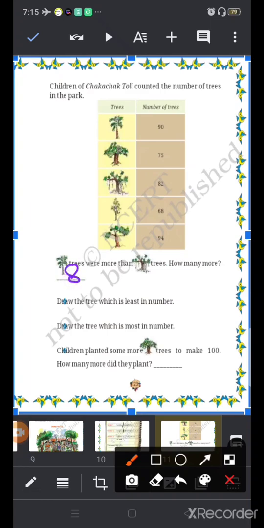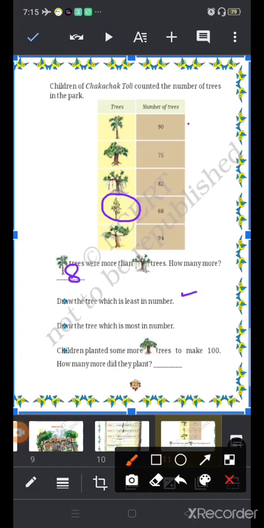Okay. Now the next question is, draw the tree which is least in number. Least means less. So which tree is least in number? See, first is 90, second is 75, third one is 82, fourth one is 68, and last one is 94. Which is less in number? Yes, this one is less in number, na? So you will draw this tree here.